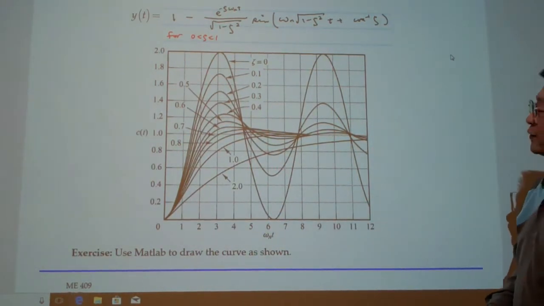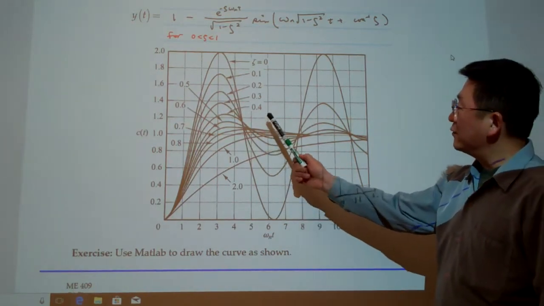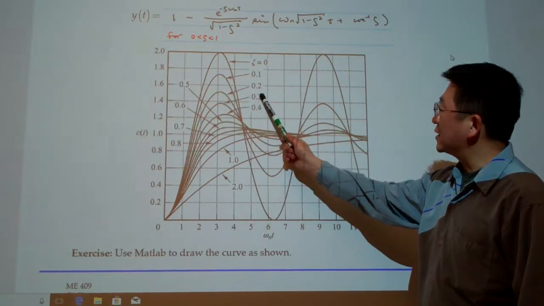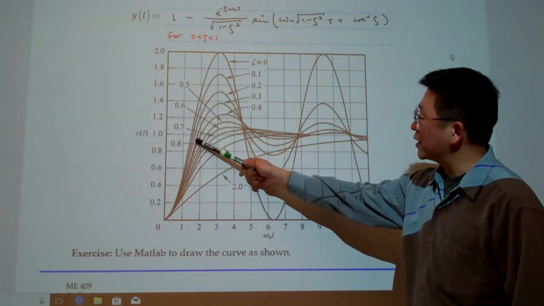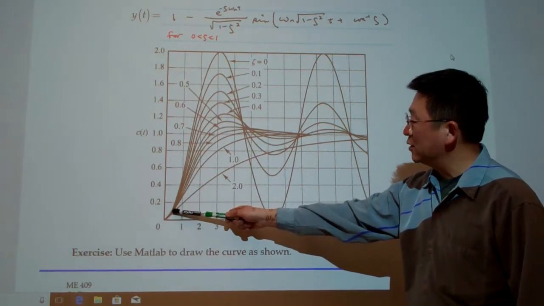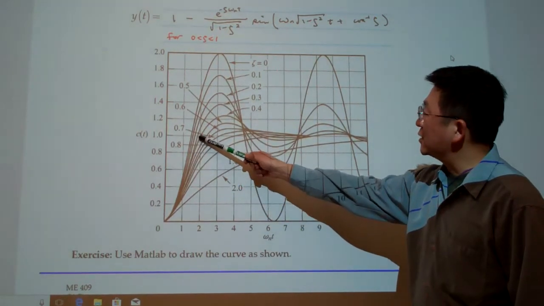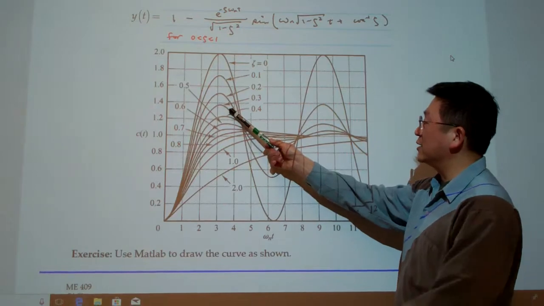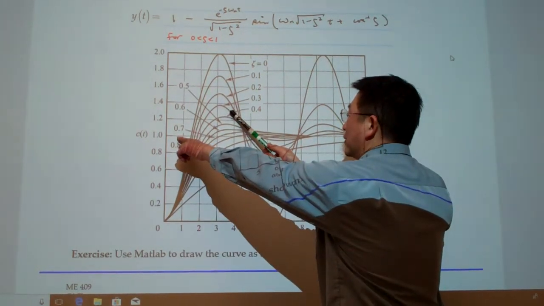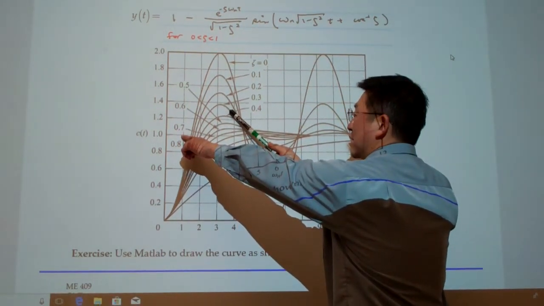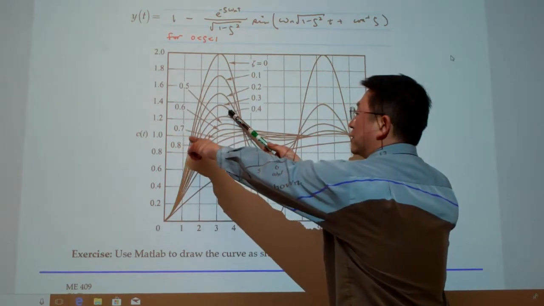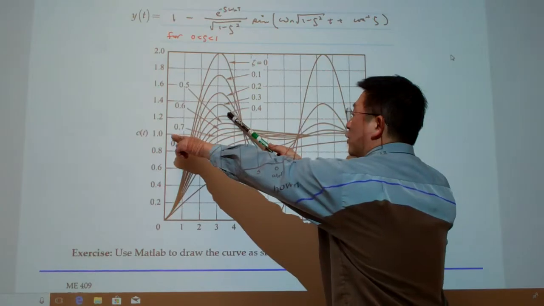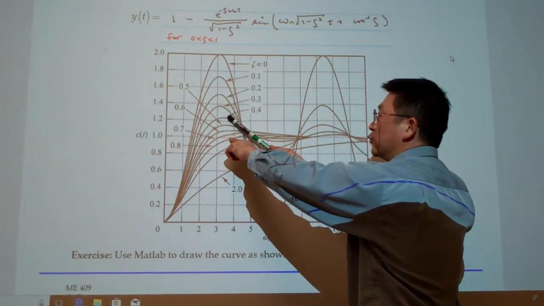Maybe you can look at, for example, this curve. This curve corresponds to zeta equal to 0.3. We try to get a certain feeling about the oscillation. Basically, this is going to oscillate. Our command is equal to 1 because we are trying to follow the unit step input. So this level is our desired level. We want to achieve the output at this level, which is equal to 1.